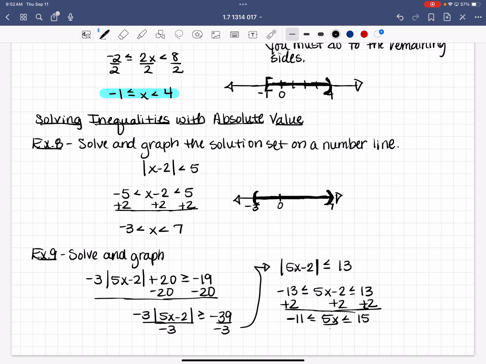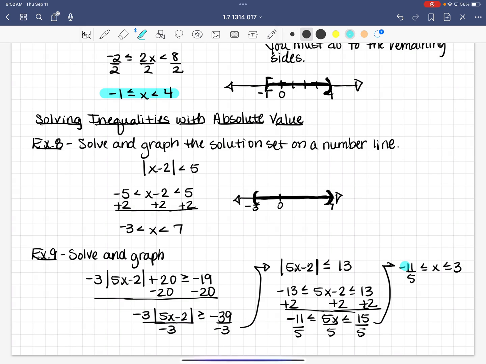Okay, divide both sides by 5. It's going to be right, though. When I divide by 5, that's going to give me -11 over 5 is less than or equal to x is less than or equal to 3. So what it's saying is that you can pick a value between negative 11 over 5, which is about negative 2 1/5, okay? And positive 3, and it will work in that equation.